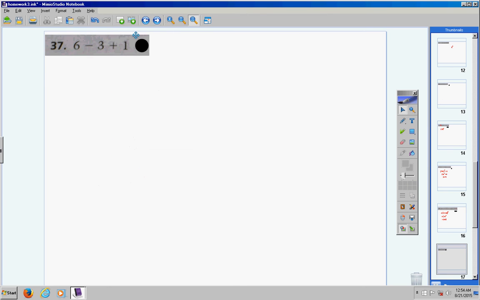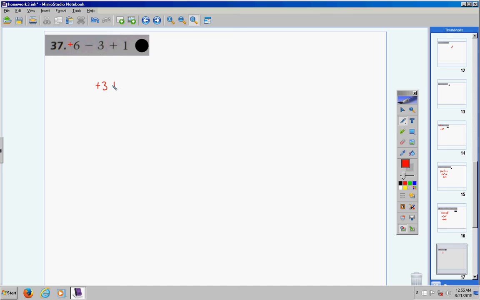Alright, moving on to numbers 37 through 43. All of these we're going to simply evaluate, okay? Well, this one's pretty simple. It's just a positive 6 to negative 3 and a positive 1. You can go straight across if you want. You have $6. You pay off a $3 debt, so you're left with a positive 3.